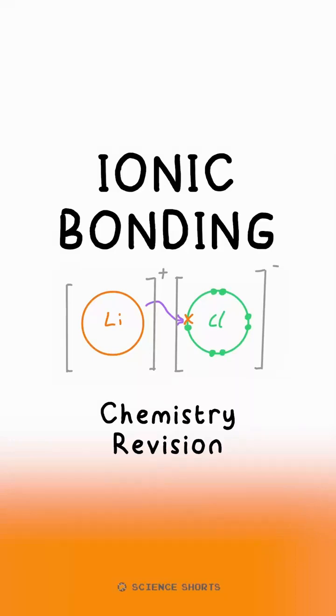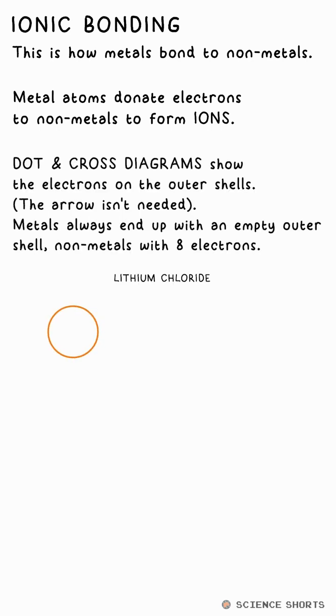Metals bond to non-metals through ionic bonding. A group 1 metal needs to lose an electron, while a group 7 atom needs to gain one. For example, a lithium atom donates or loans its outer electron to the chlorine. We can draw a dot and cross diagram to show where the electrons end up.